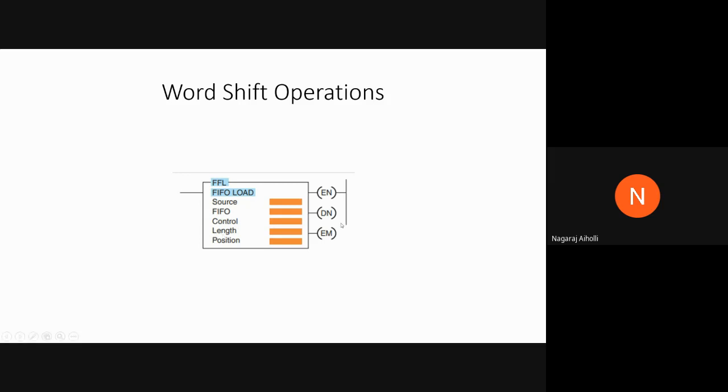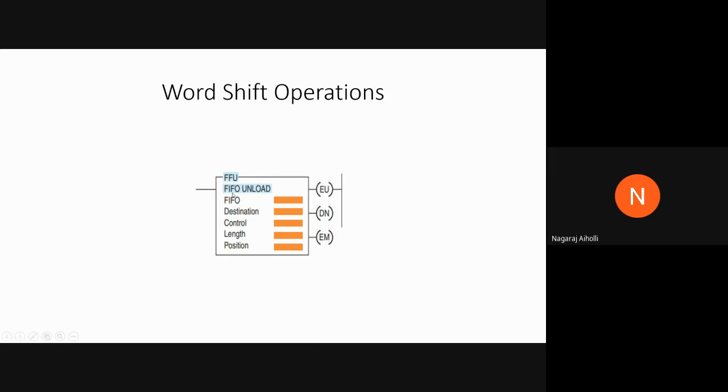Length is how many words we are shifting from source to destination, word by word. All the bits of the word are shifted at a stretch at one time. That is the difference between bit shift and word shift. Then position is from which position to which position we are shifting. Enable bit is 1 when the instruction is executed. Then done bit, once it becomes 1, the operation is completed. And the empty bit, when it is set, what is it indicating? It indicates that the unloading operation has been completed.